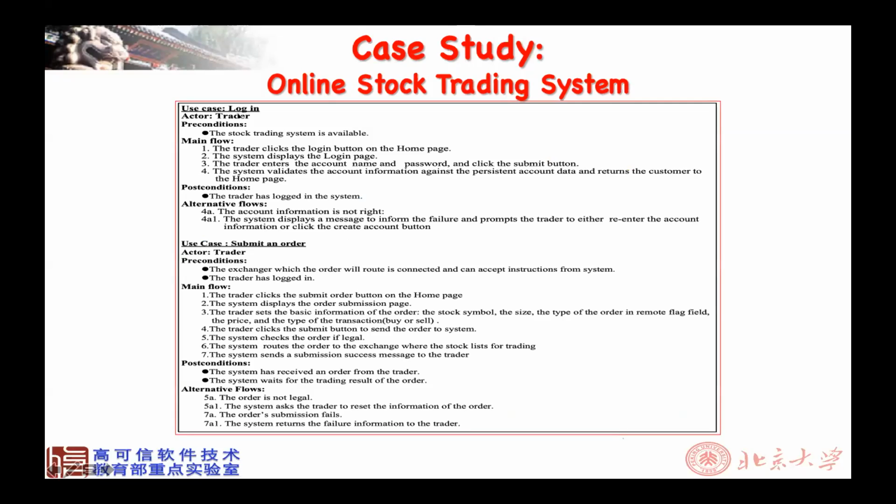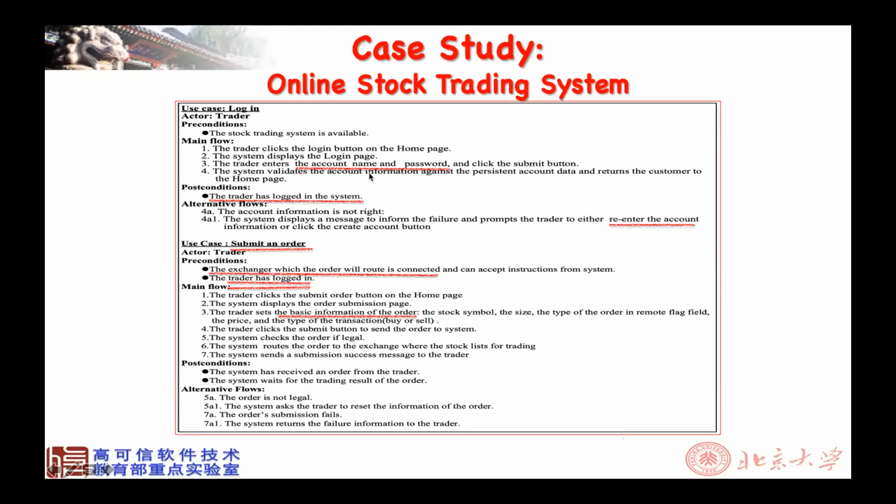For example, when you write, not using a diagram but using text to write your use cases, it looks like this one: the use case name, actor, precondition, main flow, post condition, and alternative flows. Yeah, this is a use case. And from this use case, you can identify the potential threat here.